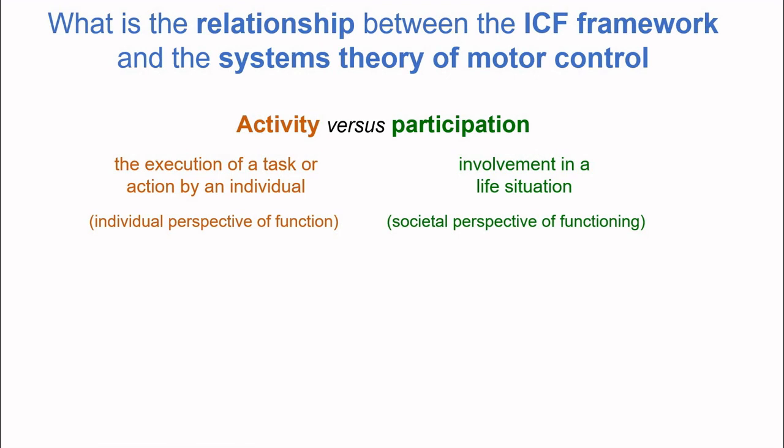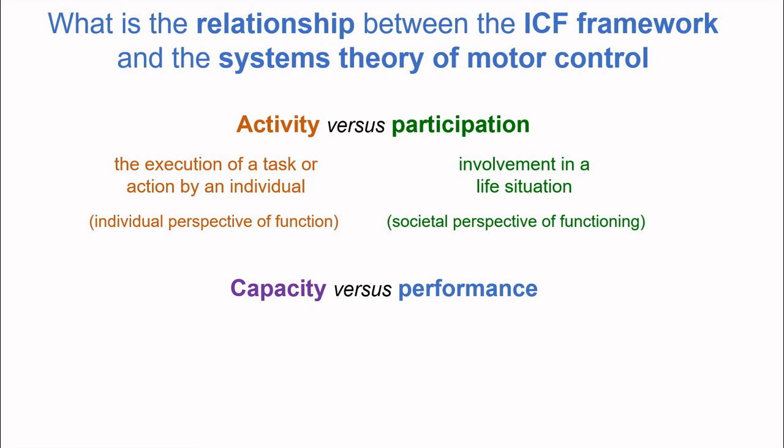The term activity in the ICF model refers to the capacity of a particular person to be able to execute a particular task or action. The term participation, in contrast, refers to the capacity of a particular person to be involved in a life situation that's meaningful to them. Activity and participation capture two aspects of function. Activity looks at the individual. Participation looks at the individual embedded in a social situation.